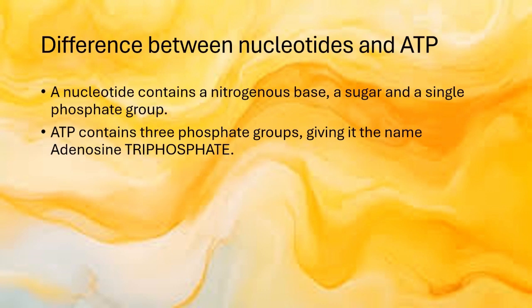So what's the difference between nucleotides and ATP? Very, very important slide, because this is something that does come up as 2 markers or 1 markers. A nucleotide contains a nitrogenous base, a sugar, and a single phosphate group. And ATP contains 3 phosphate groups, giving it the name adenosine triphosphate. So triphosphate literally translates to 3 phosphate groups.